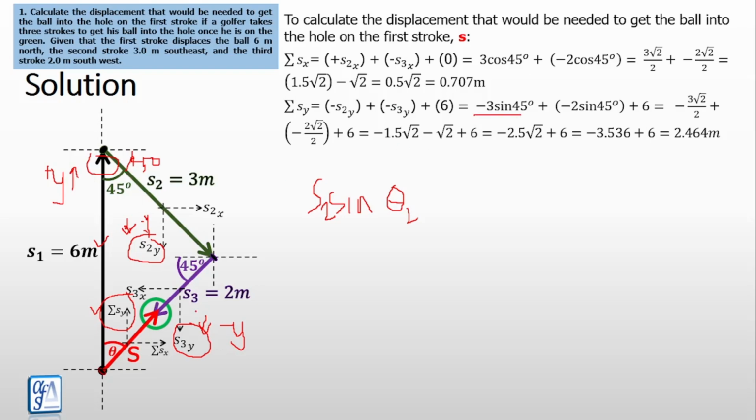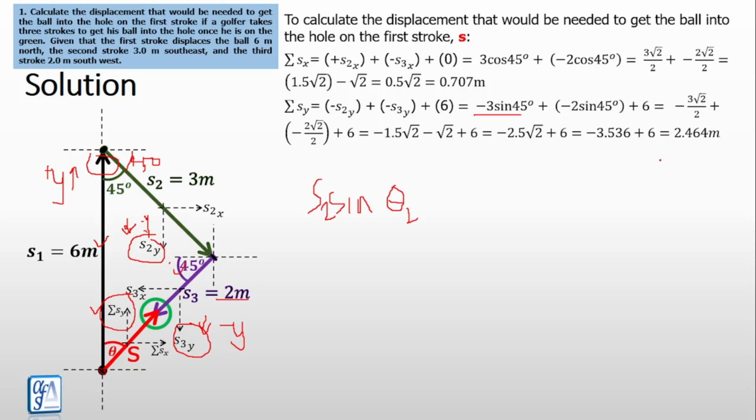Next one is also going down, which is s3y, that will be minus 2, that's s3 sine the horizontal inclination, which is this angle here, and that will give us minus 2 sine 45 degrees. Now plus 6, because this is also vertical, only vertical component is moving up, and it's positive. That means it's moving in the positive y direction.